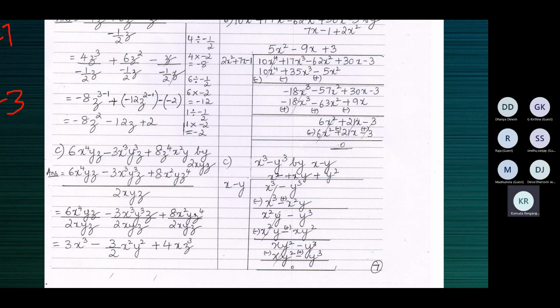So this is how we divide an expression by a monomial, by a single term. This is the procedure to divide an expression by a single term. The dividend can have as many terms. The dividend may have 3 terms, 4 terms, 5 terms. If the divisor has a single term, then this is the procedure.